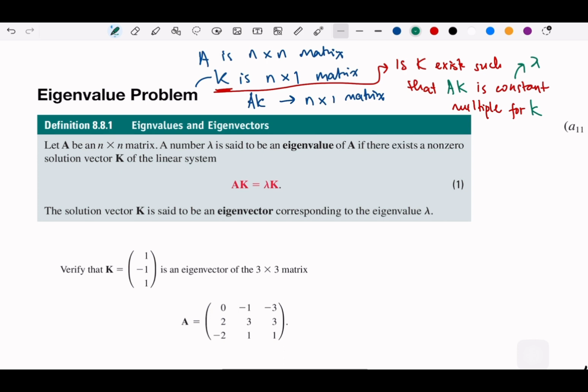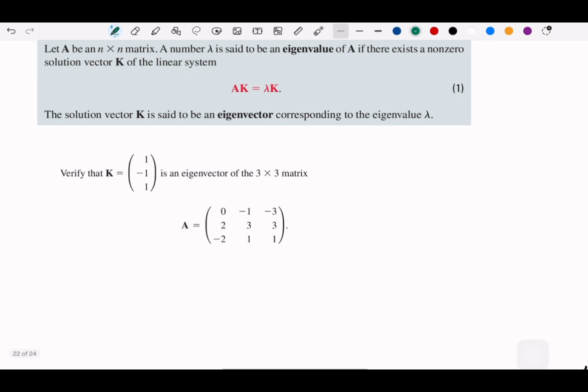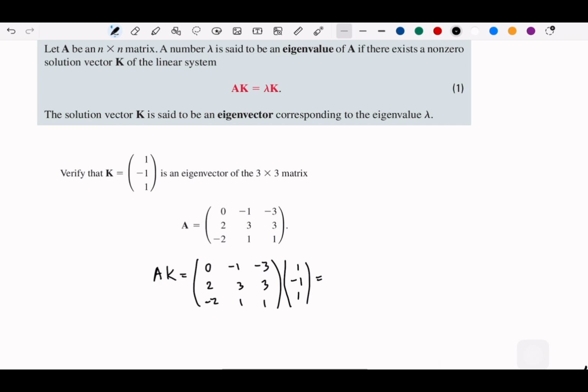Now, if we want to check, then we are just going to multiply. So we multiply AK, so we multiply all.